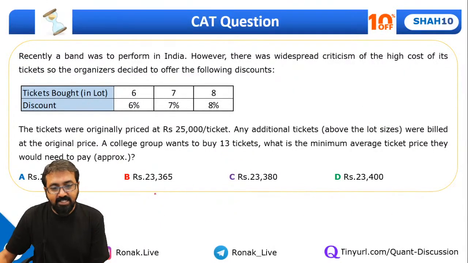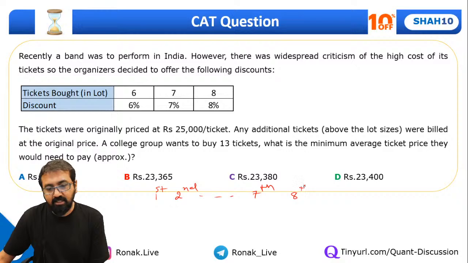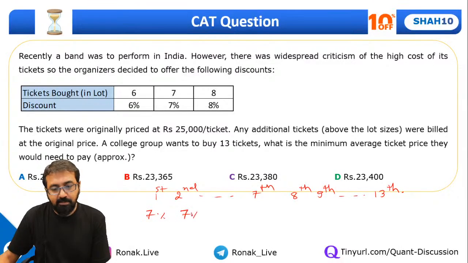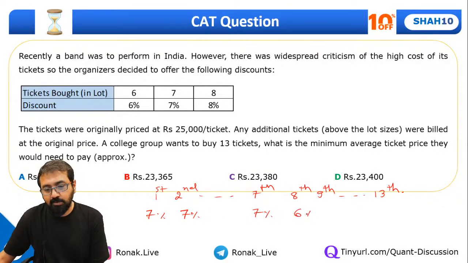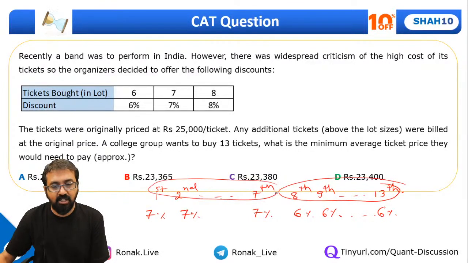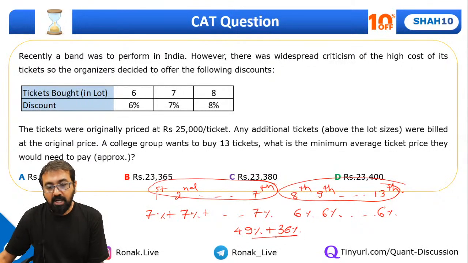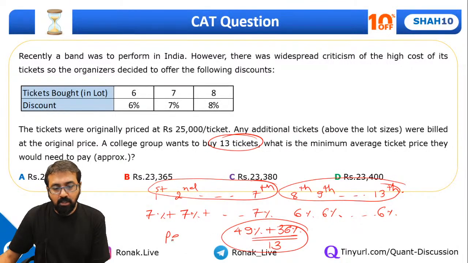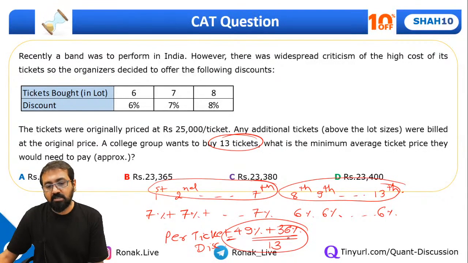So what we can see is, let me write down ticket numbers: first ticket, second ticket, and so on and so forth, 7th ticket, 8th ticket, 9th ticket, up to say the 13th ticket. So I got 7% on this one, 7% on this one, up to 7% on this one, then 6%, 6%, 6%, right? Because these are a bunch of 6, these were the bunch of 7. So total discount that I got was 7 plus 7 plus 7, that is 49%, plus this is 36%. But this total discount is obtained on 13 tickets. So the effective discount per ticket can be calculated like this: 49% plus 36% divided by 13.